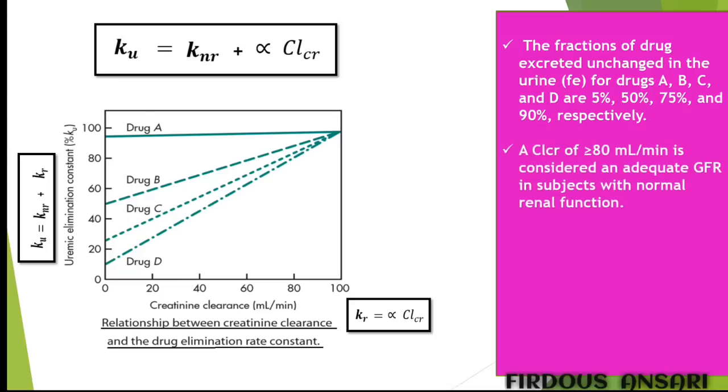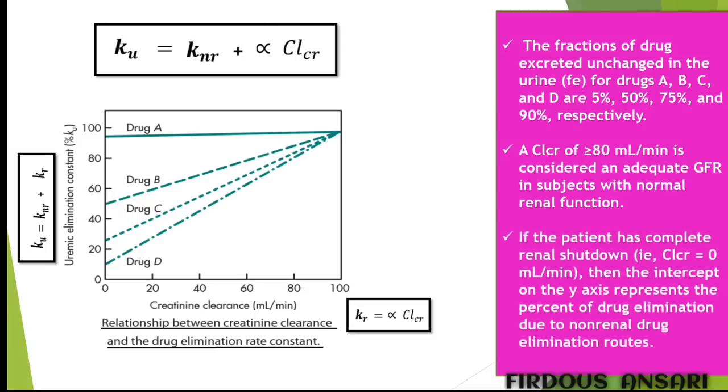Next, a creatinine clearance equal to or more than 80 ml per minute is considered an adequate GFR in subjects with normal renal function. The uremic elimination rate constant, that is Ku, is the sum of non-renal and renal elimination rate constant. KNR, the non-renal elimination rate constant, remains the same as that of the normal person. But in a uremic person, KR, the renal elimination rate constant, decreases, because of which Ku, the uremic elimination rate constant, also decreases.